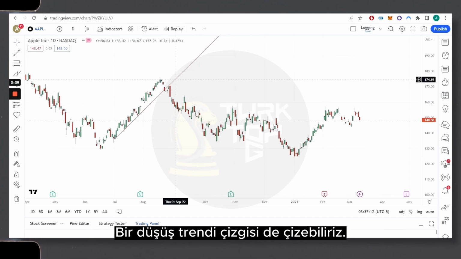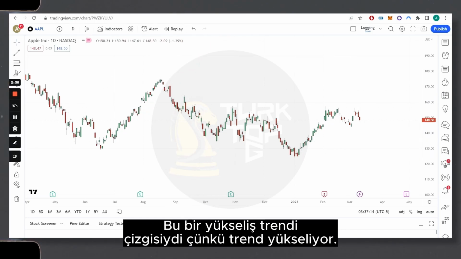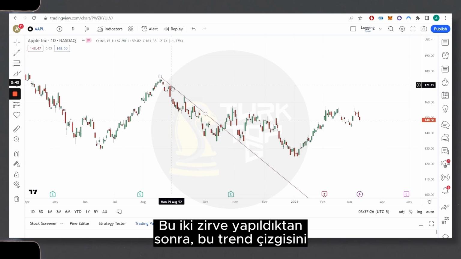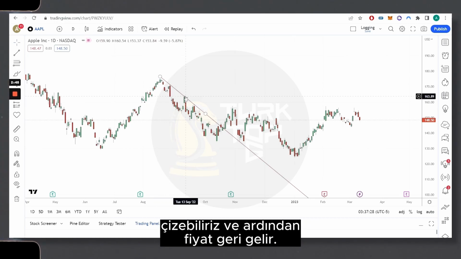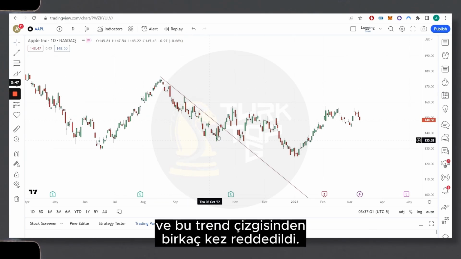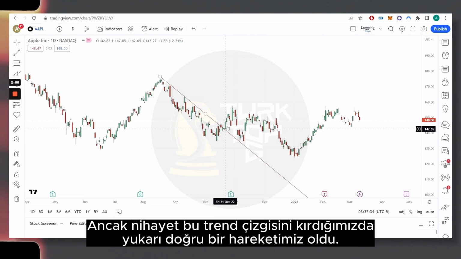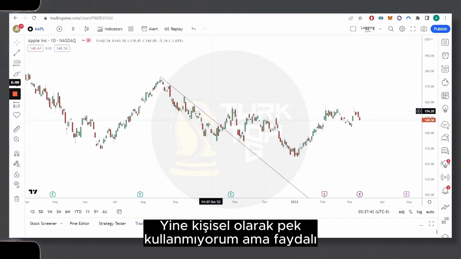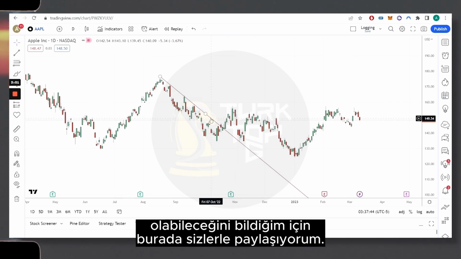We can also draw a downtrend line. So this was an uptrend line because the trend is going up. A downtrend line would connect the highs, something like that. Once these two highs were made, we could draw this trend line and then price came back and got rejected from this trend line a couple of times. Only when we finally broke this trend line did we have a move up. So this is how a trend line is used and a lot of technical analysis people use it. Again, I personally don't use it as much, but I know it can be useful, which is why I'm sharing it with you here.